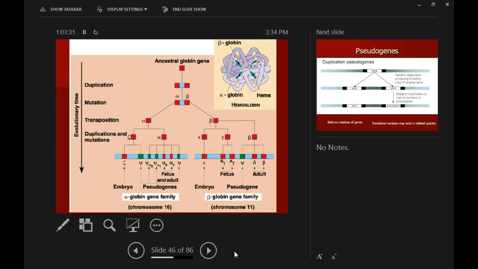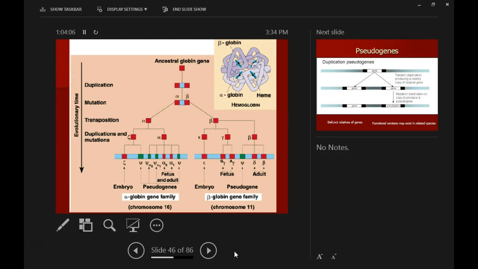On chromosome number 16, if you look at the hemoglobin molecule, you have two alpha globins. The genes for making those are found on chromosome number 16. The beta globin that we've seen before, those are all made from genes on chromosome number 11. And so if you look at the chromosomes, you'll find all these are related to each other. All these alpha globin genes.